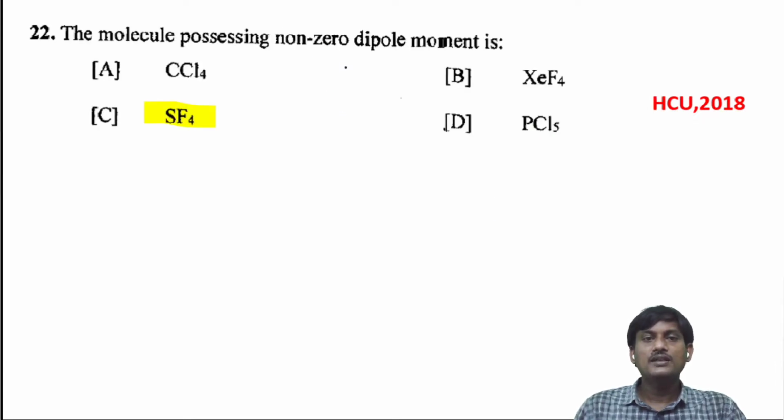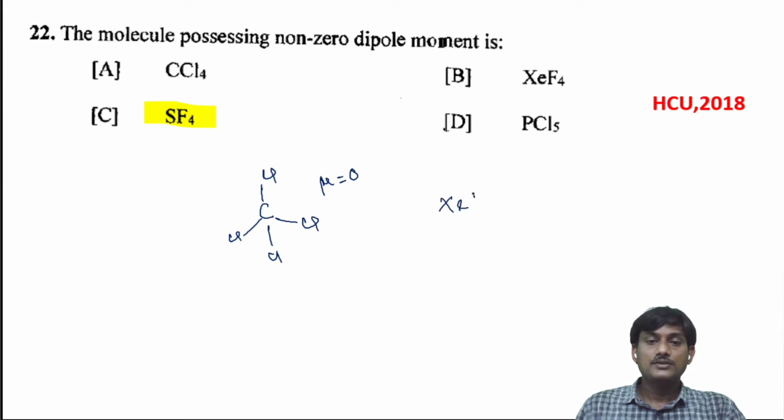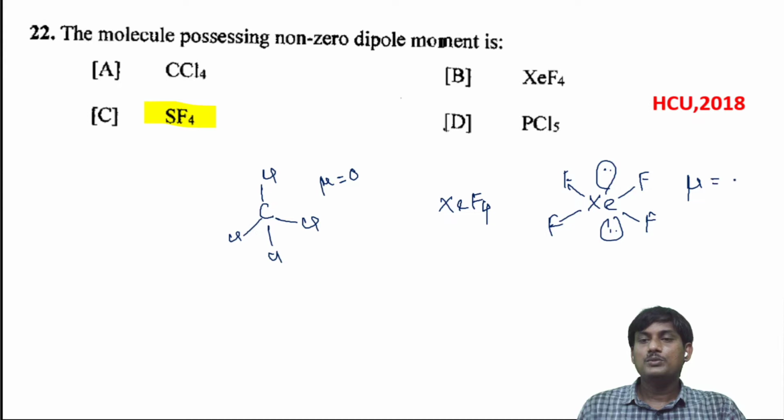The molecule possessing non-zero dipole moment is, okay, here carbon tetrachloride, this one is tetrahedral. The dipole moment is 0. It's a symmetric molecule. And xenon tetrafluoride is square planar, with two lone pairs on axial positions, and here also the net dipole moment is 0. And SF4, this one has a seesaw shape. So this one has a dipole moment.